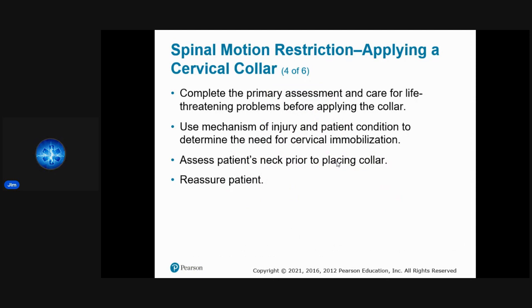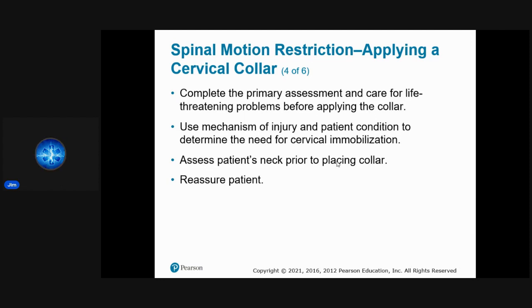SMR, applying a C-collar. We're going to complete the primary assessment and care for life-threatening problems before we worry about putting a C-collar on, right? So we're going to do a primary assessment, which is to find and rule out and fix life-threatening injuries or life threats. We can use the mechanism of injury and the patient's condition to determine if we need cervical immobilization, like I talked about. Or they have neck pain, head pain or back pain. Did they fall head first out of a tree stand? That's your mechanism.